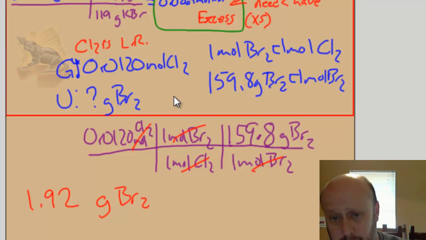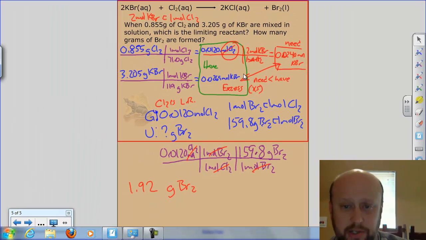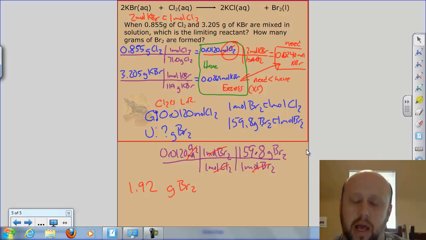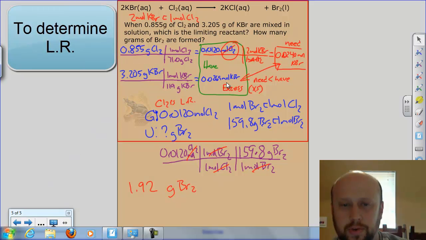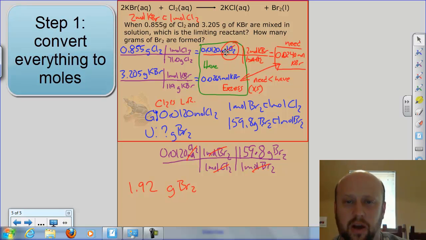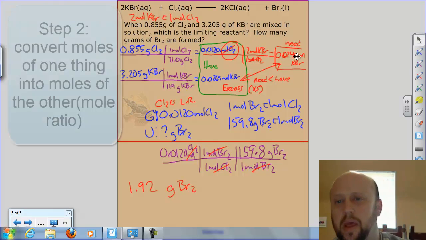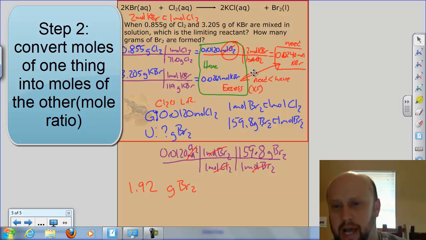Now, that is a lot of stuff. It's pretty complicated. I mean, it looks complicated because there's a whole bunch of math on the paper. But there's basically 2 steps there for you, okay? Determine the limiting reactant, okay? What do I need to do that, okay? To determine the limiting reactant, what you need to do, okay, is convert everything to moles. That's your have. Convert one of them into moles of the other, okay? That uses a mole ratio. And then compare your need to your have.